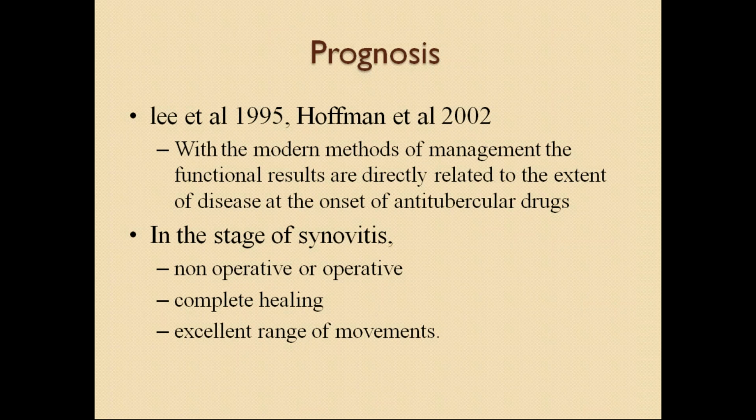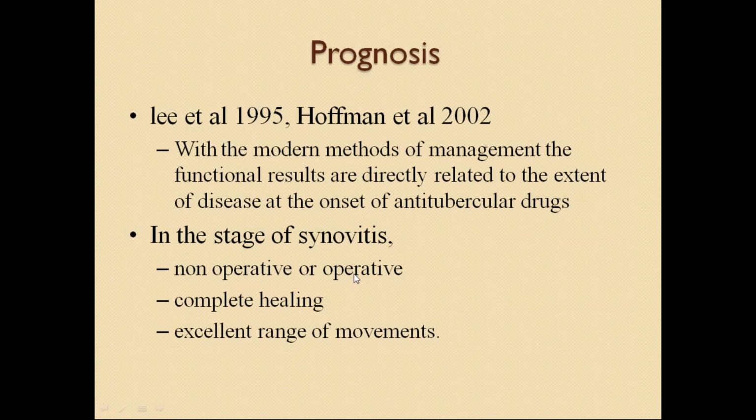So what is the prognosis? With the introduction of anti-tubercular drugs and medical management, the prognosis is good if you treat this early. Lee et al. in 1995 and Hoffman et al. in 2000 showed that with modern methods of management, functional results are directly related to the extent of disease at the onset of anti-tuberculosis drugs. So as early as possible, you have to start anti-tuberculosis drugs. What are the anti-tuberculosis drugs? Isoniazid, rifampicin, pyrazinamide, ethambutol, streptomycin.